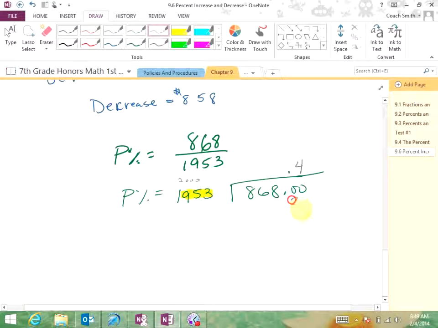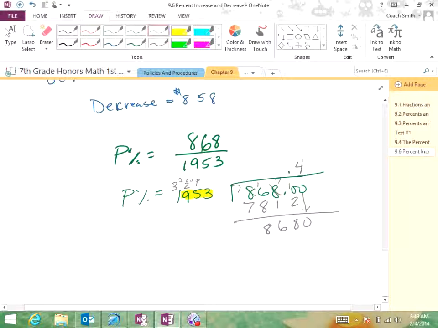So 4 times 3 is 12, carry my 1. 4 times 5 is 20, plus 1 would be 21, carry my 2. 4 times 9 is 36, plus 2 would be 38, carry my 3. 4 times 1 is 4, plus 3 would be 7. So, borrow from that, make that a 10. 10 minus 2 is 8. 7 minus 1 is 6. Borrow from that, make it a 7, make that 16. Gives me 868. Then I bring down a 0.